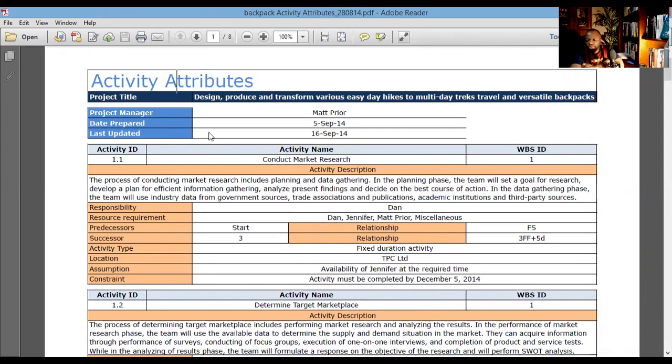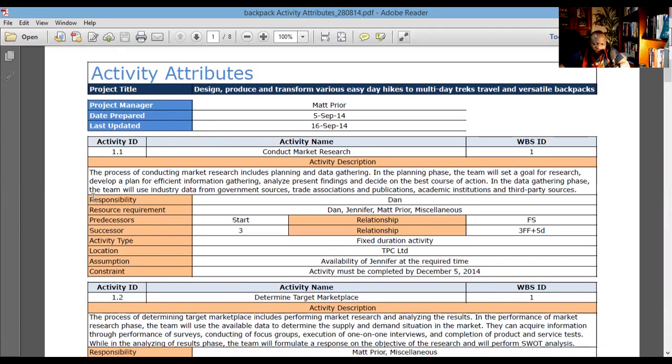You define activities in the process known as define activities. You get an activity list, but you also could go to the next level, which is creating activity attributes and also a milestone list. These are two of the things that you get from define activities, an activity list and activity attributes.